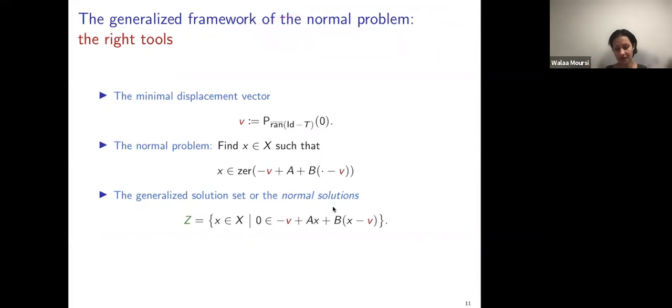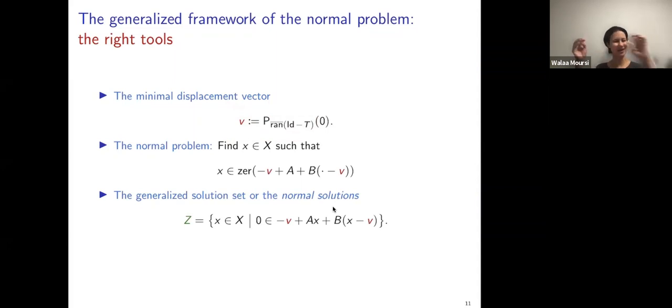And we started from there because, okay, we don't have 0 there, but let's at least look at the element with the smallest norm in this set here. And we called it V. So we look at the minimal displacement vector in the closure of the range of identity minus T. And using that vector, we start defining the so-called normal problem.